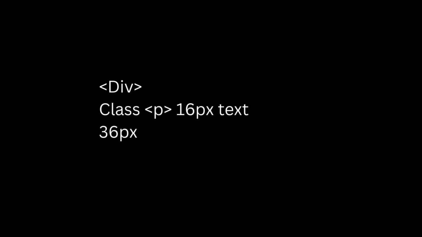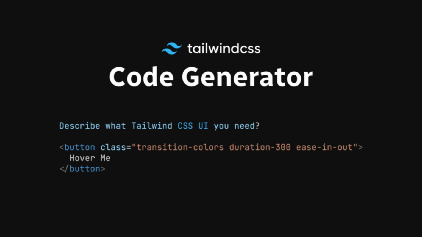So now let's take a div, and inside it I'm mentioning class p-[16px] text-[36px]. Alright, so you can literally apply any value you want. Tailwind's JIT compiler will generate the CSS on the fly.